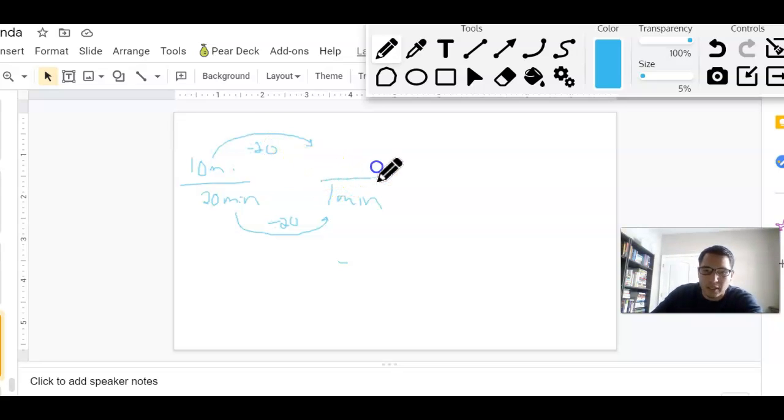10 divided by 20 is going to be 0.5 miles. So in this case, you traveled a half a mile per minute. Again, that 1 is per. Right, great job with that. Hopefully this is all making sense to you.